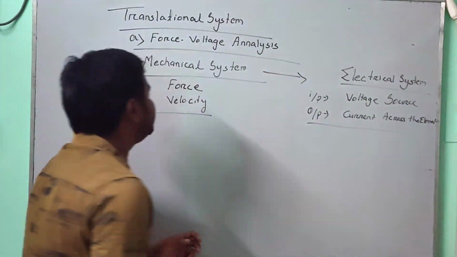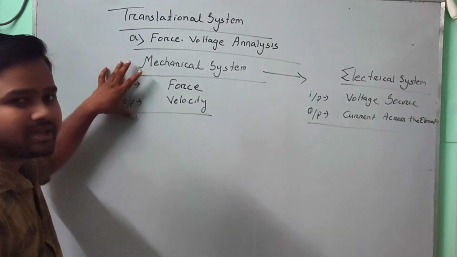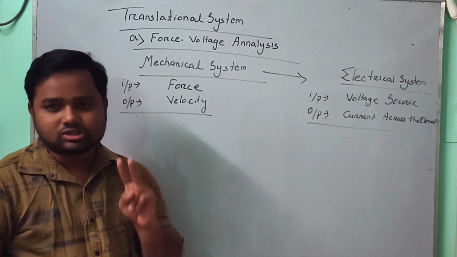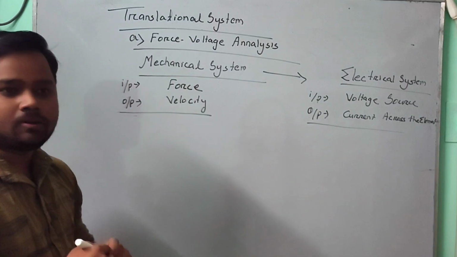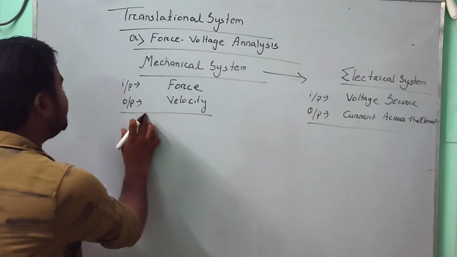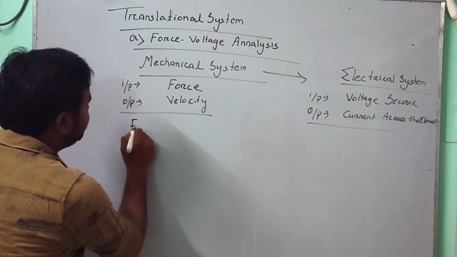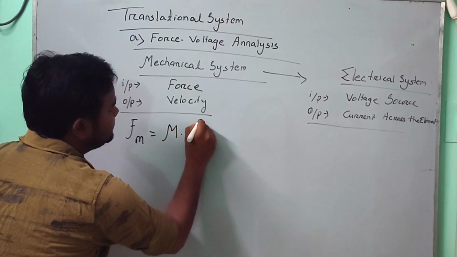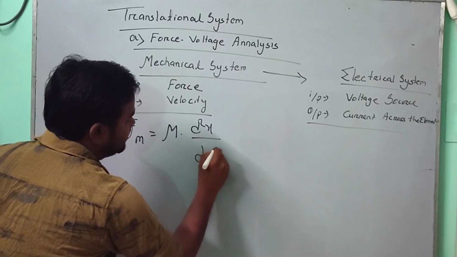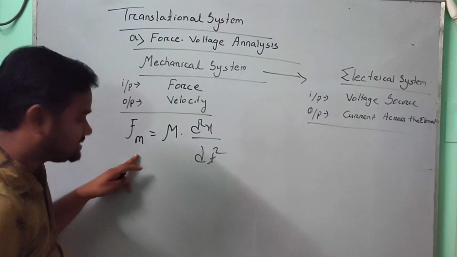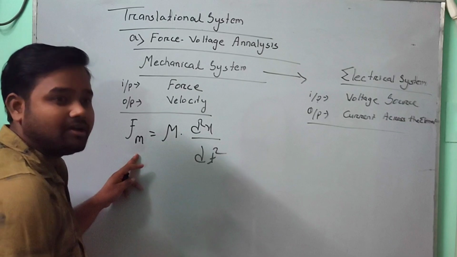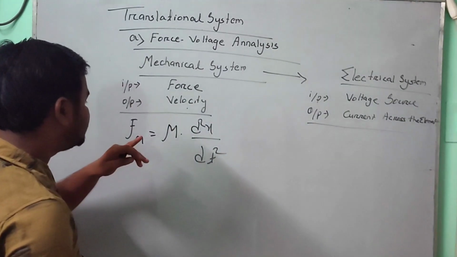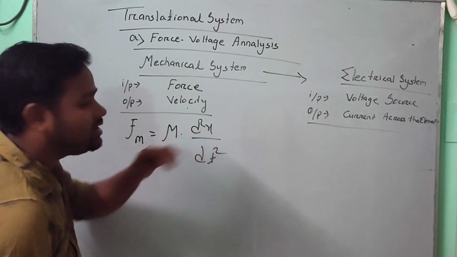We have already read that in mechanical system there are three types of forces: one is force due to mass, second is force due to dashpot, and third is force due to spring. First we have studied f of m is equal to m into d square x by dt square, which is the force due to mass, which we read in the last class. And here the output is velocity. It means we have to calculate the velocity part.